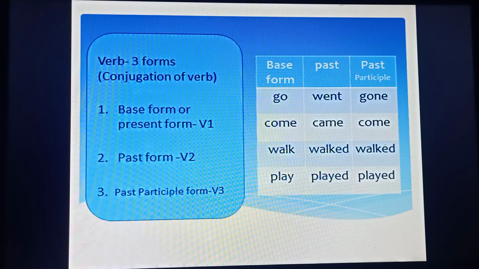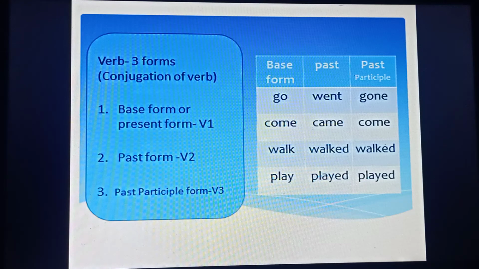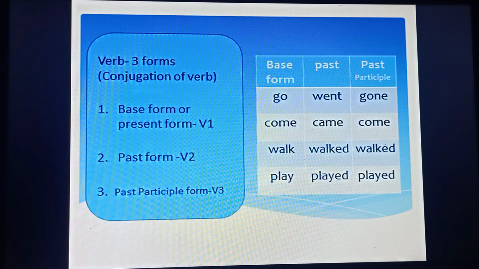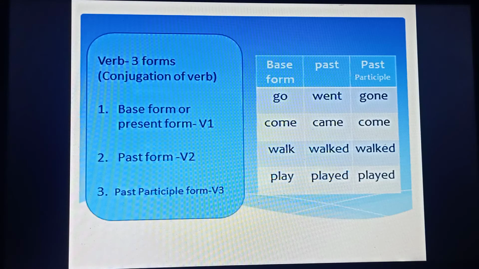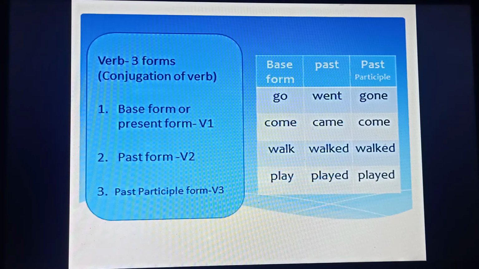Now sometimes teachers may tell the three forms of verbs, which we call the conjugation of verb, and we express it by V1, V2 and V3. V1 means the present form or base form of the verb, V2 the past form, and V3 the past participle form. I have given you some conjugations of verbs, that is present, past and past participle form: go, went, gone; come, came, come; work, worked, worked; play, played, played. You will have to memorize this. Without memorizing, there is no other alternative way to learn this.